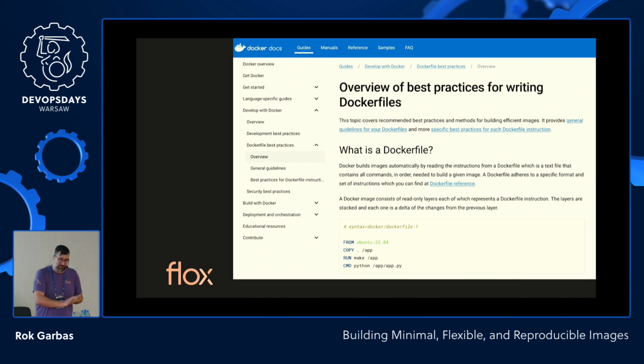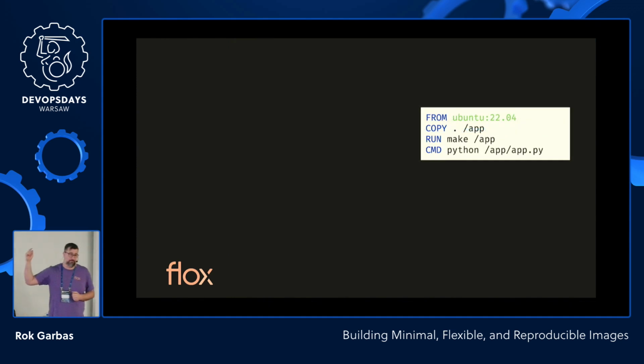But first, how do we build Docker images? We write a Dockerfile. We run docker build, most likely in a CI. And then a Docker image comes out and we run it. So in this example, we have a really simple example. Yeah, this is how I also start my images. They look really simple in the beginning.